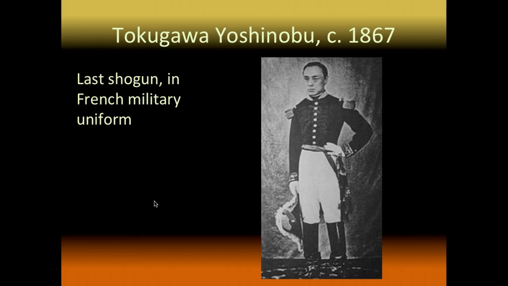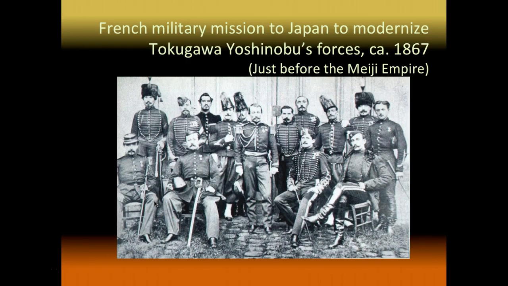And in this case, it was the shogun, the head of basically Japan. And this was right before what was called the Meiji Restoration era, which we'll talk about in a moment. And these are French military advisors in a mission to Japan to modernize Tokugawa Yoshinobu's forces. They were invited by Tokugawa Yoshinobu, the last shogun, to help him modernize.